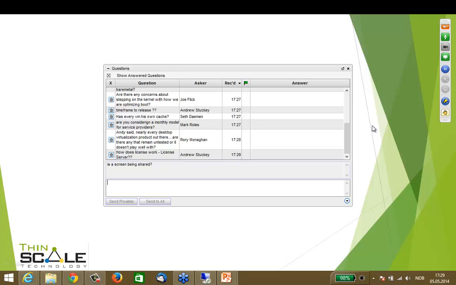To get back to the questions, time frame for release, I covered that. Has every VM got its own cache? Yes, absolutely, every VM does have its own cache. We're not sitting at the hypervisor level for the reasons we discussed already. There are two approaches, and we do have some plans around Hyper-V, but we'll get there at some point. Are we considering a monthly model for service providers?